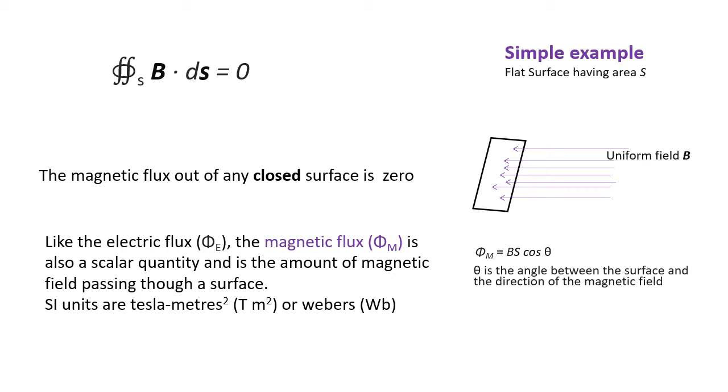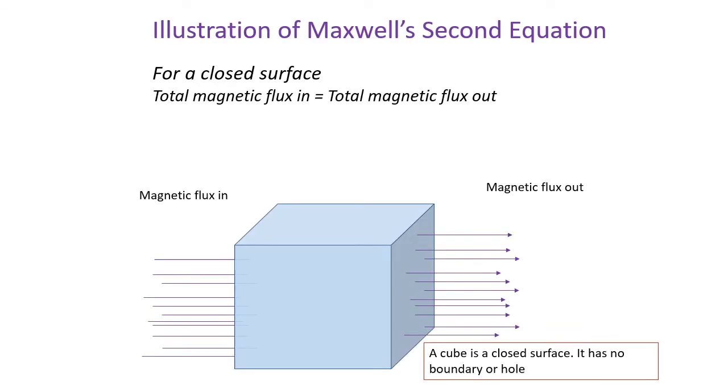Taking a simple example, a flat surface having area S, where it's angled at theta to a uniform magnetic field, the flux passing through S is simply the magnitude of the field times the area times the cosine of the angle between them. For the net flux to be zero for any closed surface, the total magnetic flux in must be equal to the total magnetic flux out.